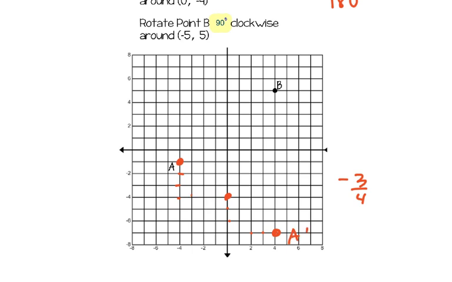When you're doing 90 degrees, I would write that down just because it's easy to get messed up and go the wrong direction. And so on your quiz, on your test, you're going to have to write your ordered pair for A prime. And so that's going to be (4, -7).